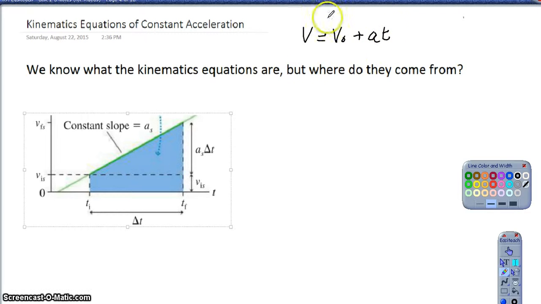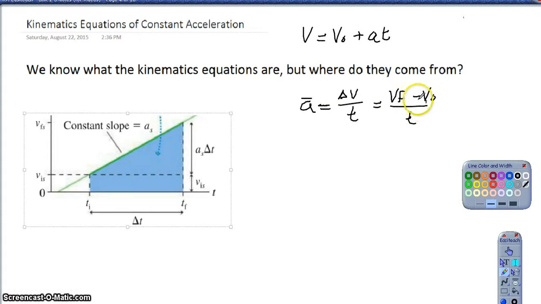Let's start with where this one comes from. Well, this one's actually just the definition of acceleration, and I think I did show that to you maybe a couple times last year. If we define acceleration, so average acceleration, the constant acceleration, as the change in velocity over time, well, can't we break up the change in velocity as my final velocity minus the initial velocity, and then obviously still over time?